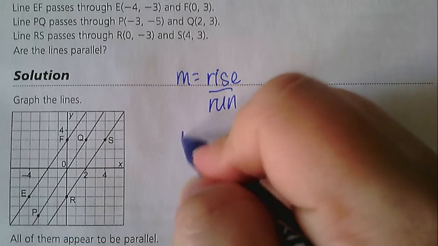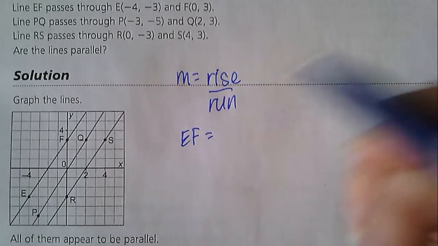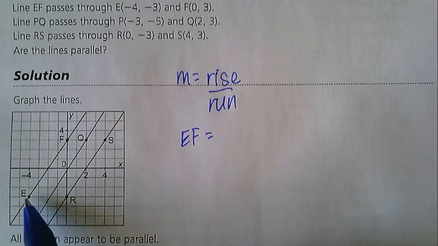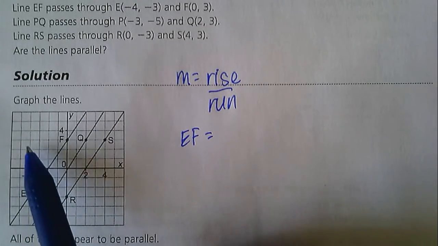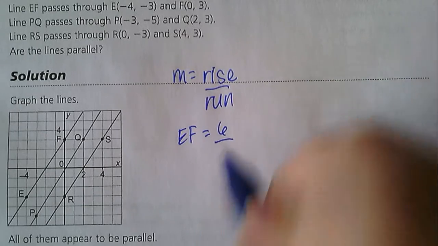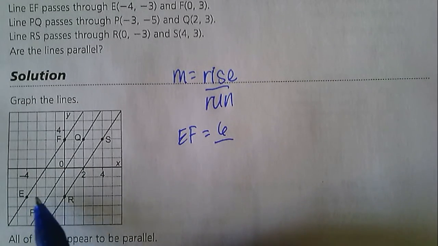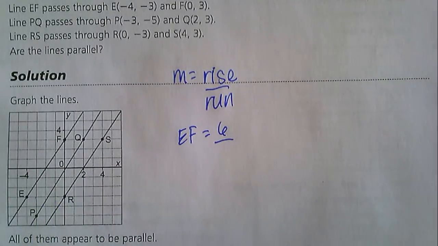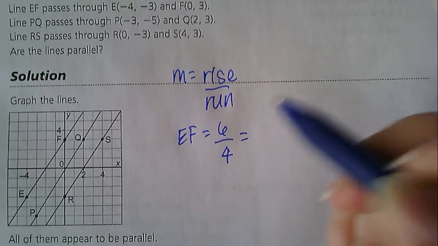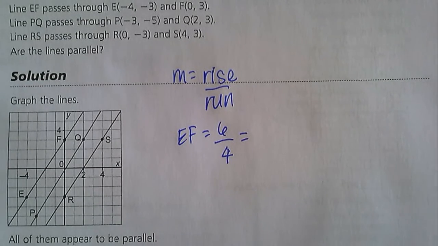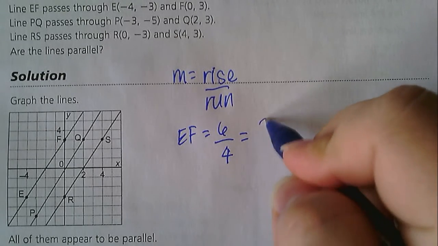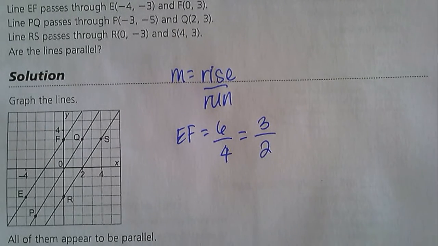Let's start with EF. If we count it out to go from E to F, our rise is 1, 2, 3, 4, 5, 6. Our run is 1, 2, 3, 4, and that's to the right, so it's a positive. So we end up with 6 over 4. We can make that even smaller, making that into 3 over 2.